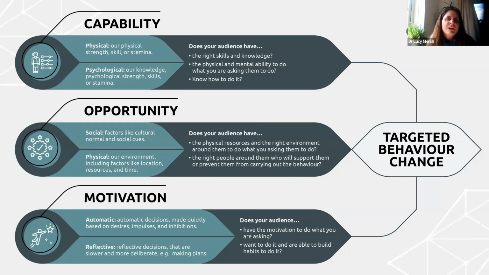Social opportunity refers to social factors like cultural norms and social cues. So it's looking at whether people can do the behaviour that they want to do, and whether they feel comfortable doing it based on their peer group, their family, and within their culture.